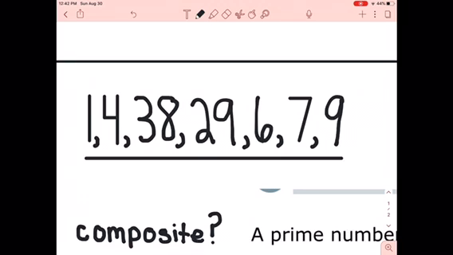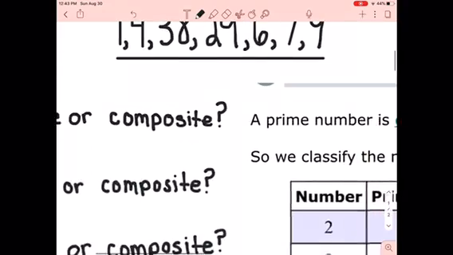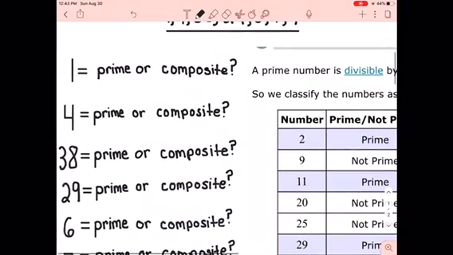I've listed some numbers here: 1, 4, 38, 29, 6, 7, and 9. You're going to find whether they are prime or composite. Let's start off with 1. Is it prime or composite?